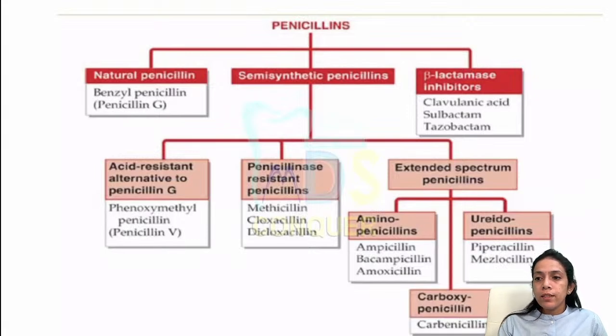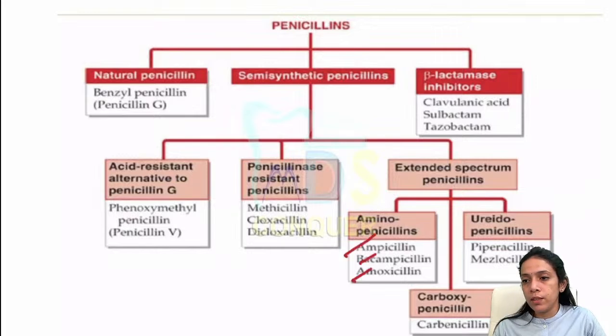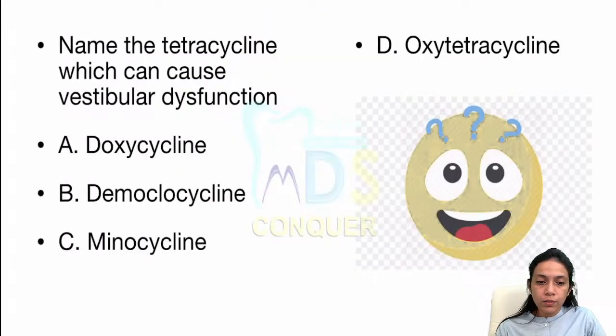So aminopenicillins, very important. The classification of penicillins is very important: natural, semi-synthetic and beta-lactamase inhibitors. In the semi-synthetic, you have the extended spectrum. In that you have the aminopenicillins, which include ampicillin, amoxicillin and others. Okay, so this classification is taken from your Triparty. So do note it. Now coming to the next question.